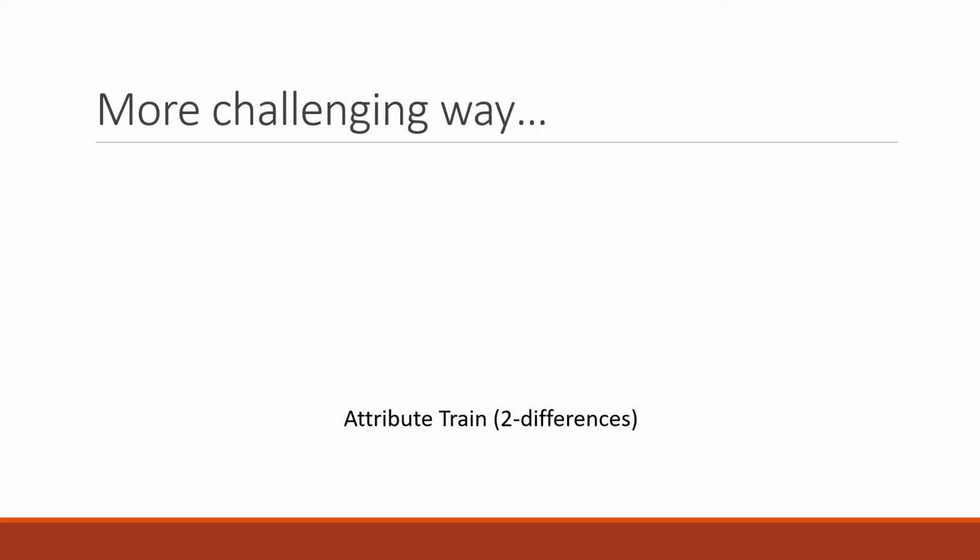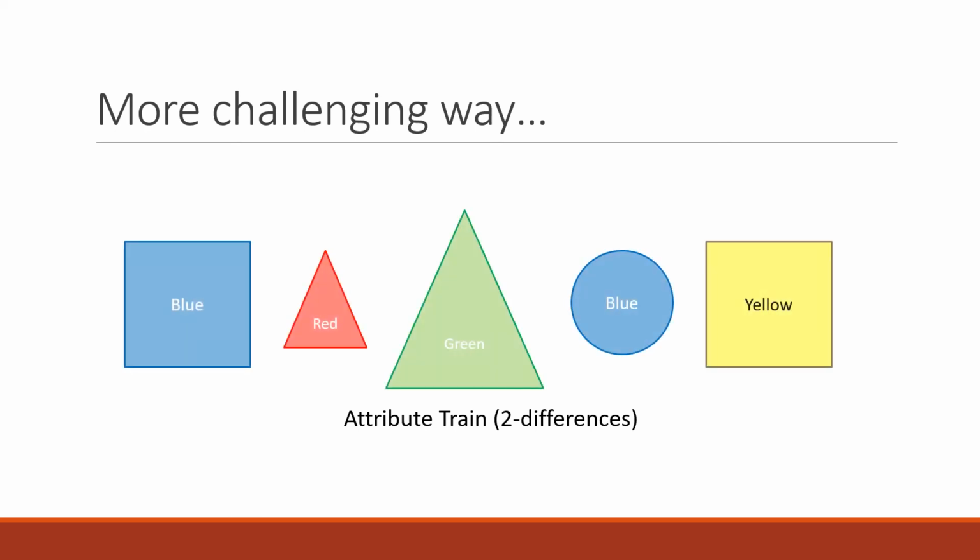Now if you want to play this in a more challenging way, here's a two-difference attribute train. We can start with a blue square and then I can follow that with a red triangle. They're different in both color and shape. And then I have another triangle, a green large triangle. They're both triangles and look similar, but they're different in size and different in color.